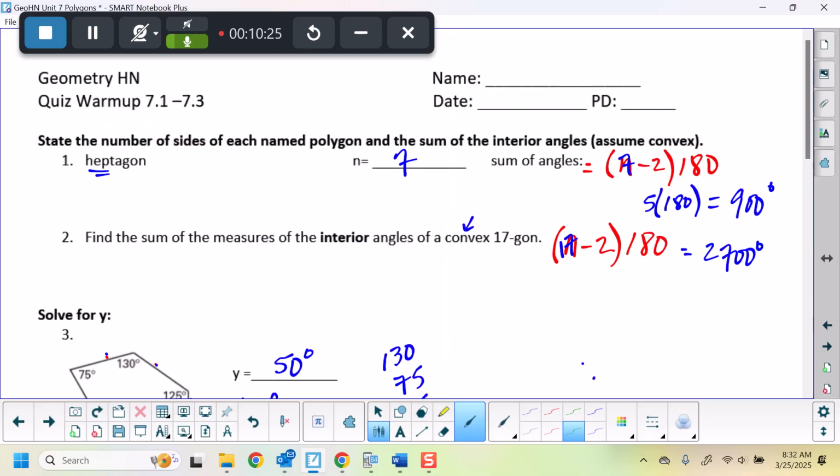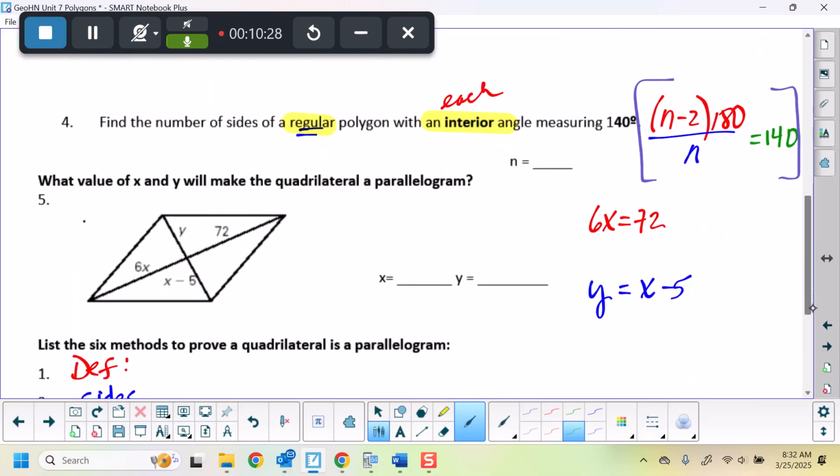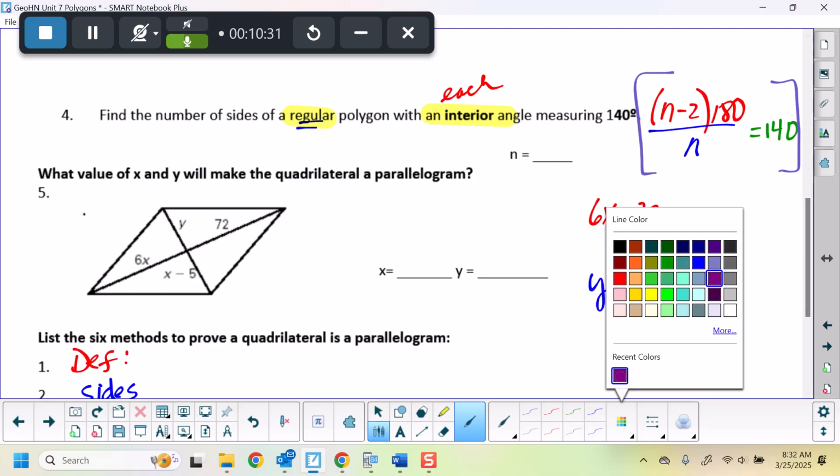Maya gives me a thumbs up. So we have a 9-sided shape. N is equal to 9.